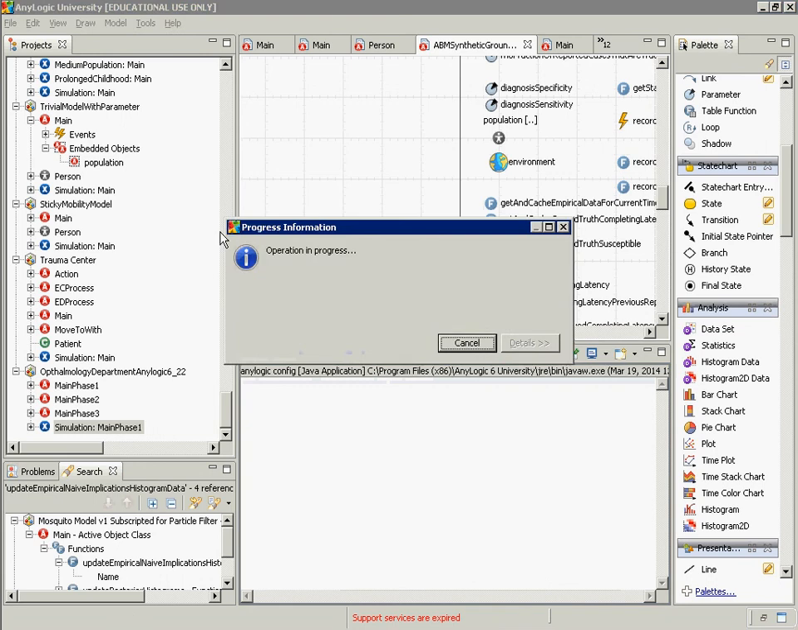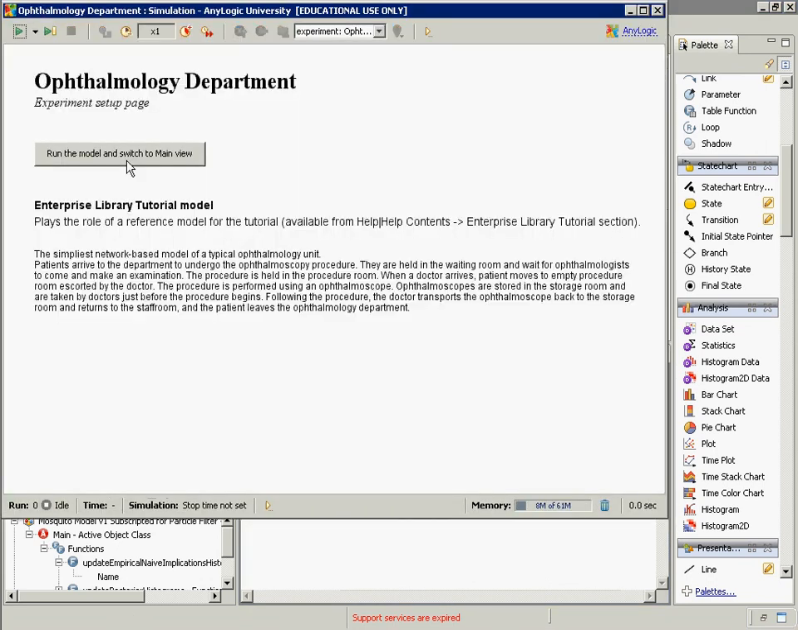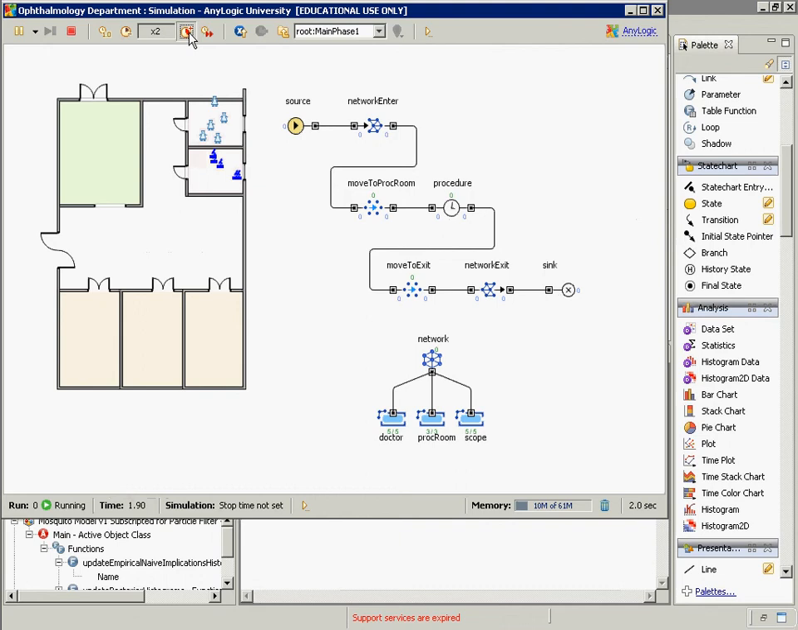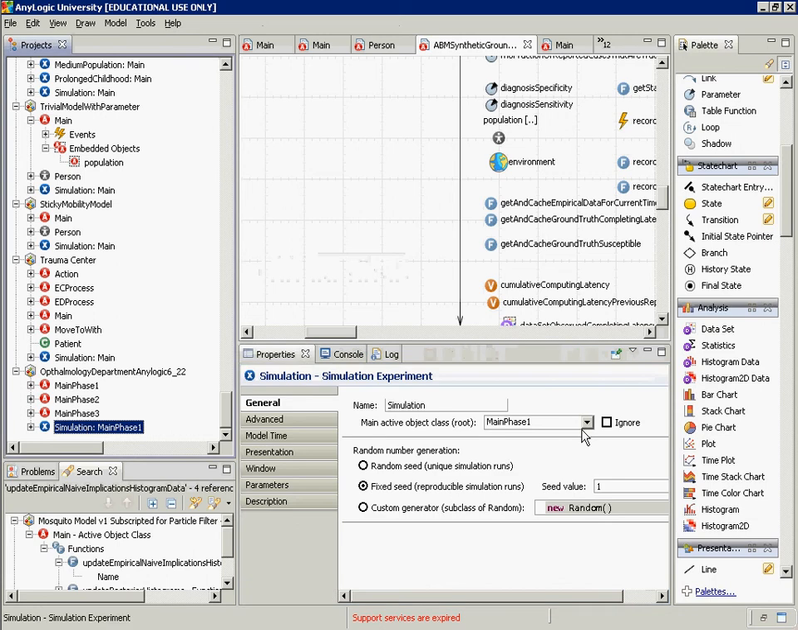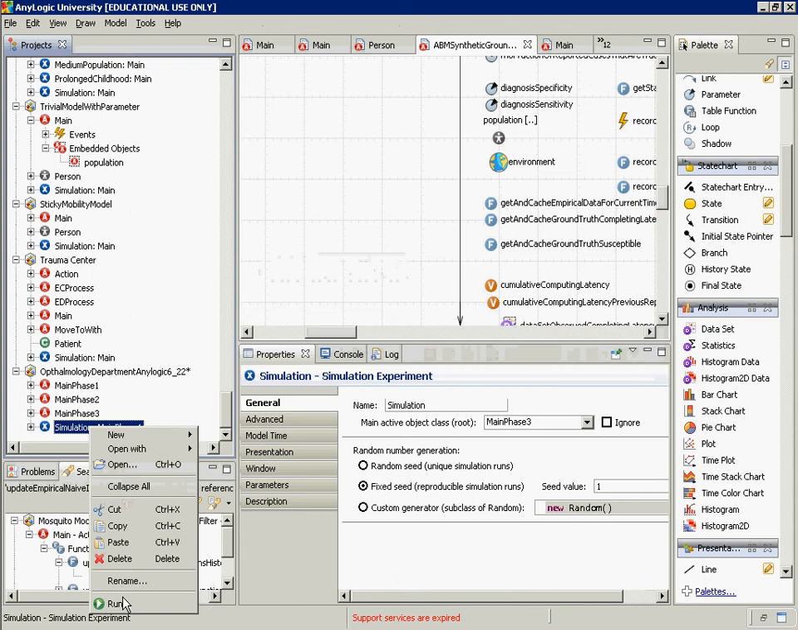Agents come in, they come into this area, they go to a room, and they leave. And that's all. And you see this set of nurses and this set of scopes here. So they come in, they move to a procedure room, they undergo some procedure, they move out, and they leave the network. Boom, done. But we can associate this instead with main phase 3, which is a more sophisticated rendition. And in this case, the agents have a more articulated process.